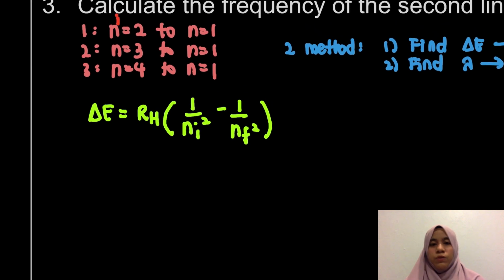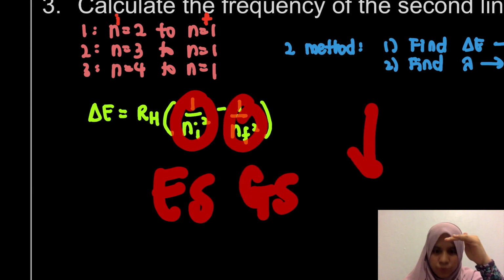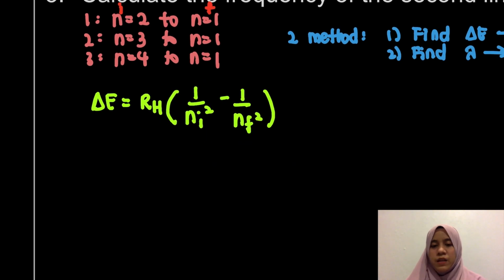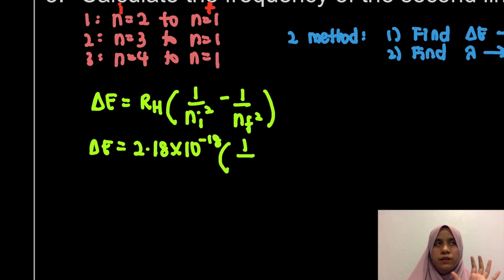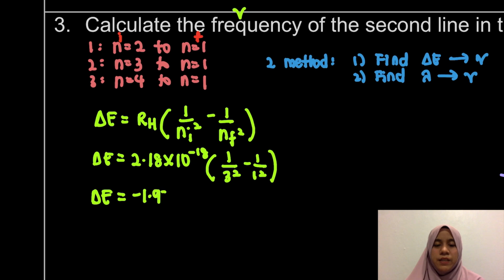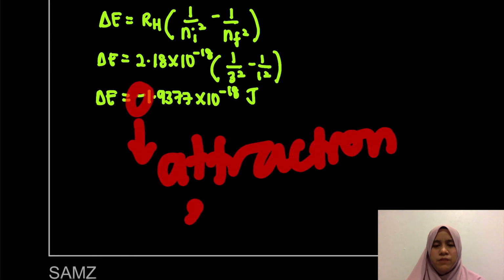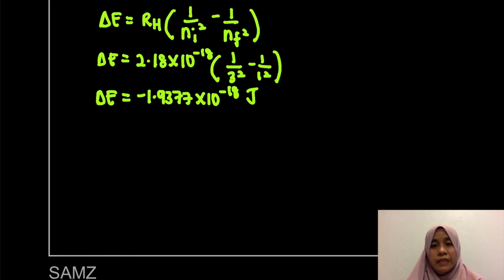Okay, initial tu is actually our energy, yang high energy level tu before the drop. Final tu dia punya ground state itself. Okay, so delta E kita, remember RH tu is our Rydberg constant for joule. Initial kita, okay, we're talking about second line kan. So second line is actually 1/3 squared minus 1/1 squared. So we do get delta E is negative 1.9377 exponent negative 18.